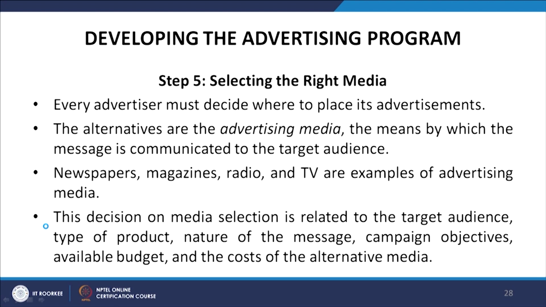Then comes the fifth step, that is selecting the right media. Every advertiser must decide where to place its advertisement. The alternatives are the advertising media, the means by which the message is communicated to the target audience. Newspapers, magazines, radio, and television are examples of advertising media. This decision on media selection is related to the target audience, type of product, nature of the message, campaign objectives, available budget, and the cost of alternative media.